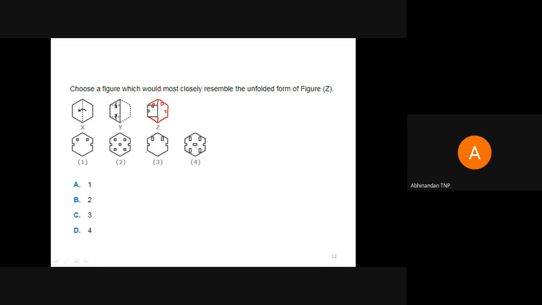So here we have 4 rectangles. This is not correct. This is not correct. This is not correct. So option number 3, means C, is the correct answer. C is the correct answer. Option C is the right answer.